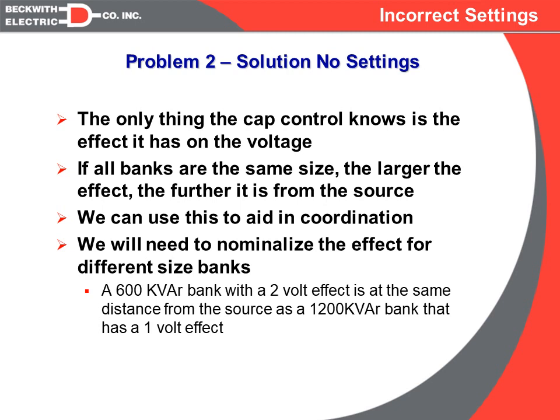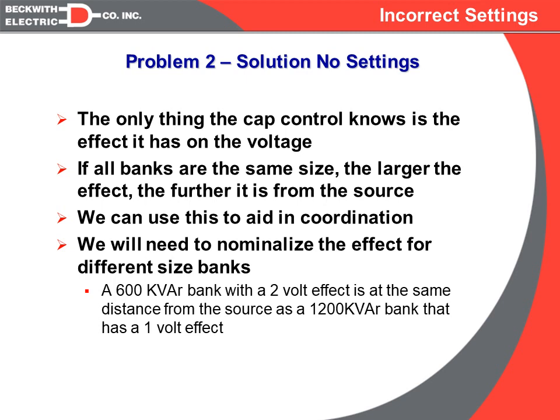Because the two impacts on the delta voltage are the size of the cap bank and the distance from the source. The larger the cap bank, the bigger the delta voltage. The further from the source, the bigger the delta voltage. So if I have all my cap banks the same size, the cap bank with the largest delta voltage would be the one furthest from the source by definition, and the one with the smallest delta voltage would be the one closest. So we could use that information to help set our time delays to keep the coordination.